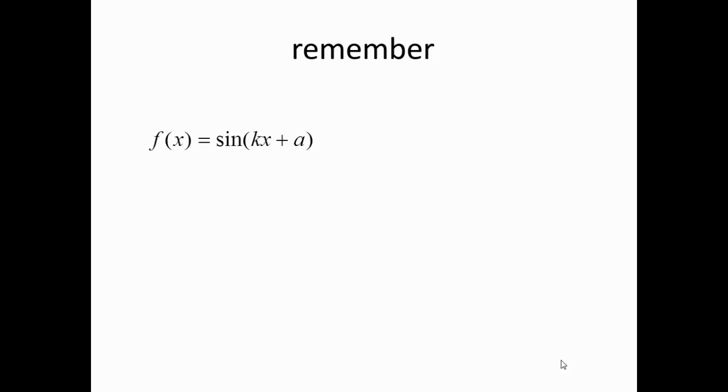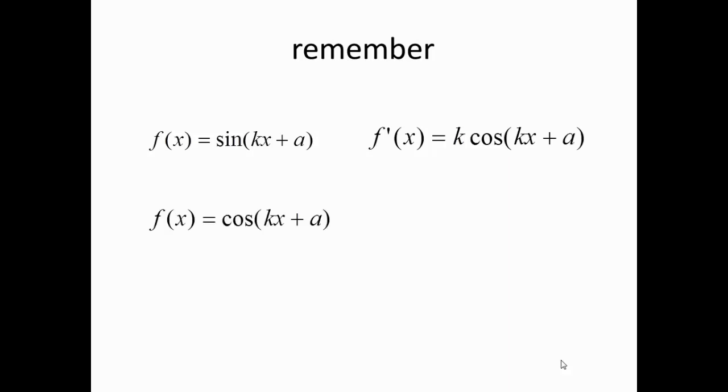Okay, so this is exercise 12G in our textbook, which is integration of circular functions. Okay, what do we remember? We remember that when f(x) equals sine(kx + a), then the derivative of that is k cos(kx + a). And also when f(x) equals cos(kx + a), then the derivative is minus k sine(kx + a).